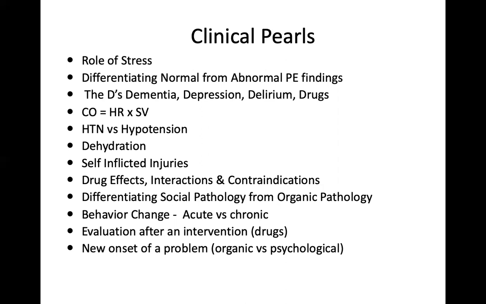Okay, just remember, differentiating normal from abnormal. If you know what normal is supposed to be, then when you find an abnormal, that's when you get concerned and you refer or tell them to go back to their PCP. Okay. And that's what I tell my doctoral students when they start out. You're not going to know the diagnosis, but you do know whether it's a normal finding or an abnormal finding. The D's for me are dementia, depression, delirium, and drugs. Okay, so always remember those 4 Ds.